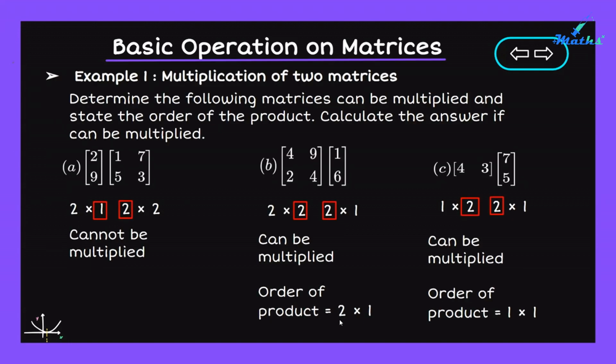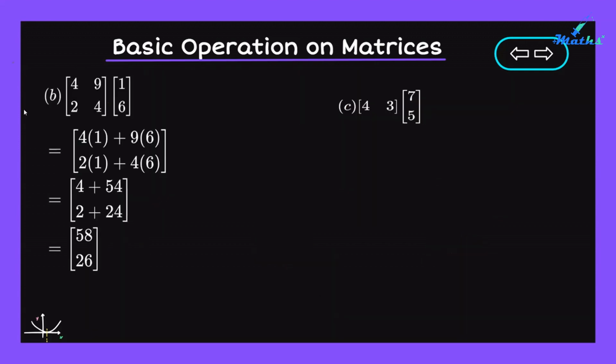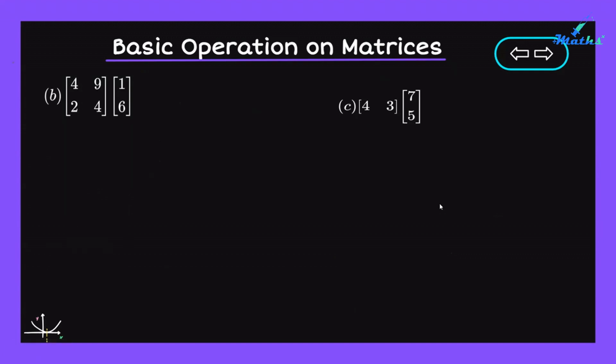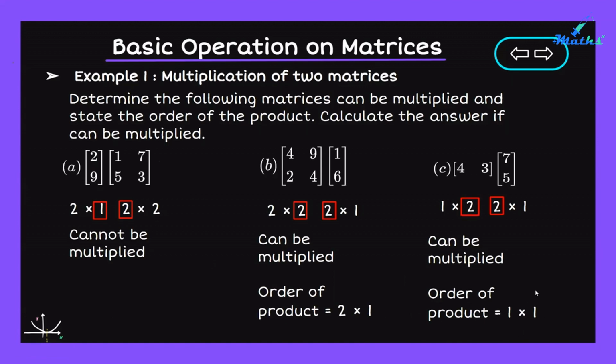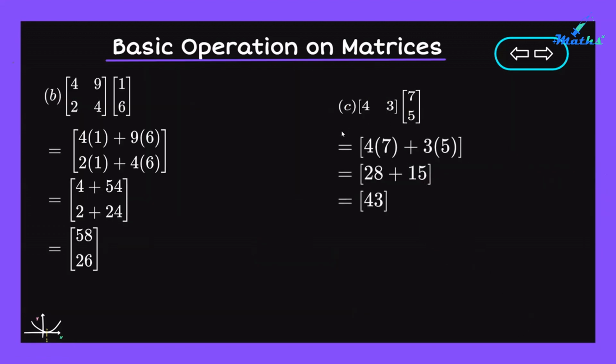Since this product is 2 times 1, 4 times 1, 9 times 6. Then 2 times 1 plus 4 times 6. We just multiply together and then add together, and then you get 58 and 26 as the answer. And for the other one, you get 1 times 1 for this answer, 4 times 7 plus 3 times 5. Just multiply together and then add together and we'll get this answer, which is 43.